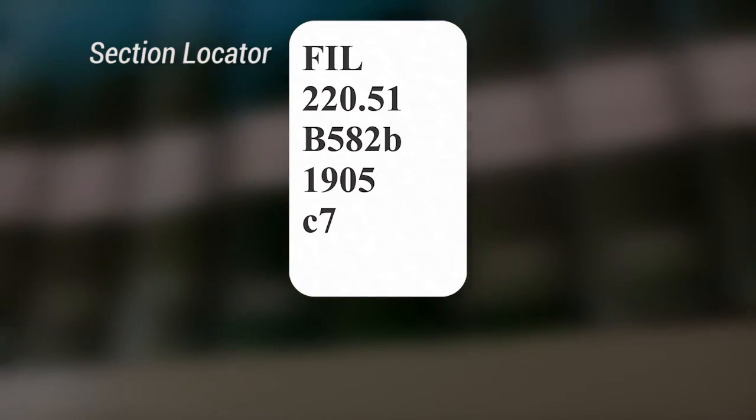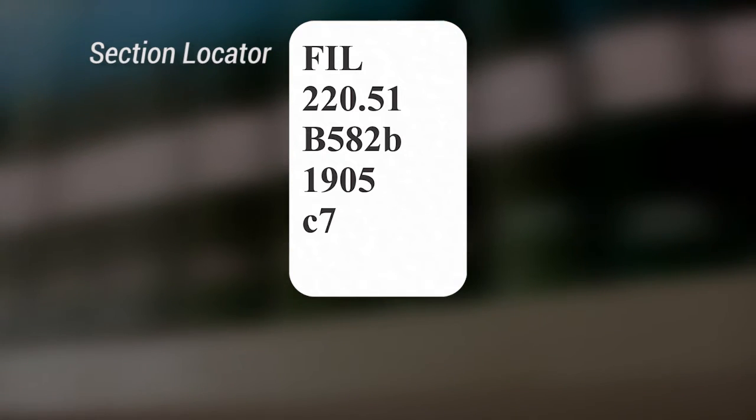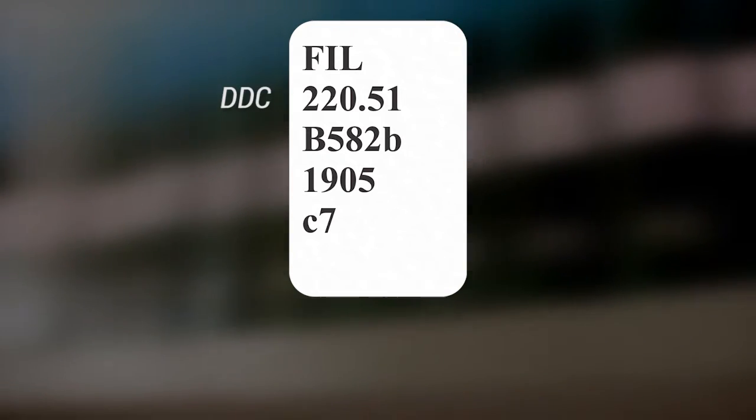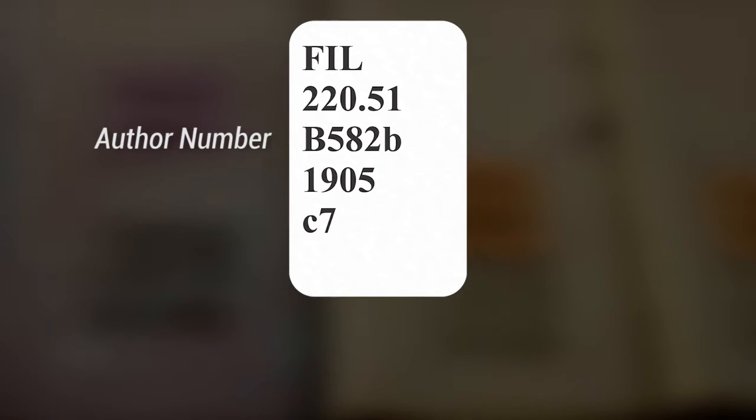Remember that DDC provides a systematic arrangement of all the materials in the modern library. The first section of the call number represents the section locator. The second section of the call number represents the subject of the book or the DDC number. The letter and decimal section of the call number often represents the author's last name or author's number.